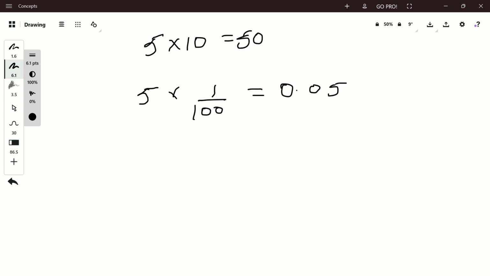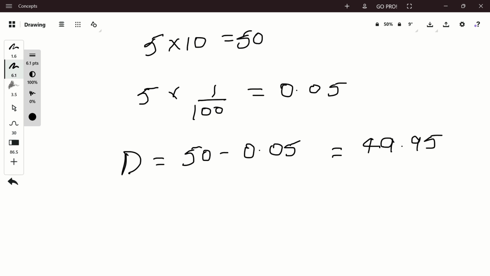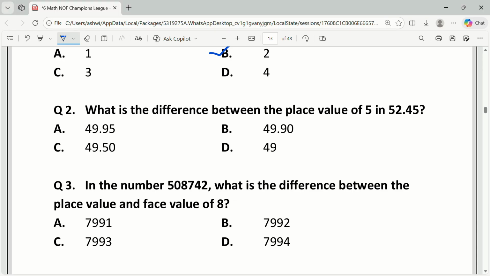Subtract the smaller place value from the larger place value. So the difference is equal to 50 minus 0.05, which is equal to 49.95. Comparing with the options, the answer is A, 49.95.